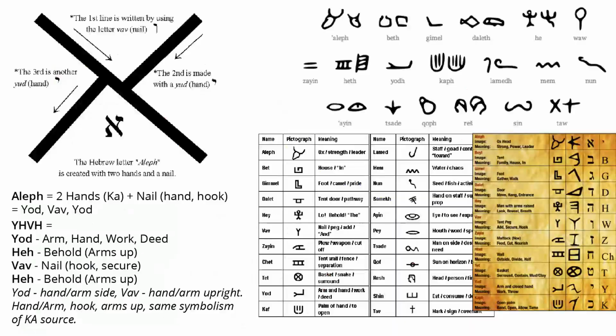Infographic number 12. So here we have the Aleph. As I've said before, it's two hands joined by a nail. So two hands, well, what was that symbol? The two hands, the two arms, well, that's the Ka. And the nail, well, what's the nail? If you look in the correspondence here of some charts I provided, well, the nail is just the hand or the hook. So again, we got the two hands, and then the nail is a hand or a hook. So it's just hand symbolism all around.